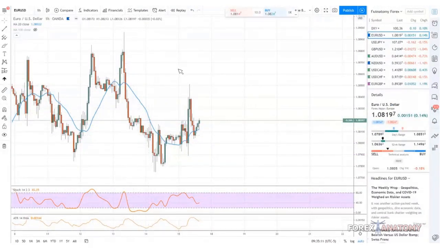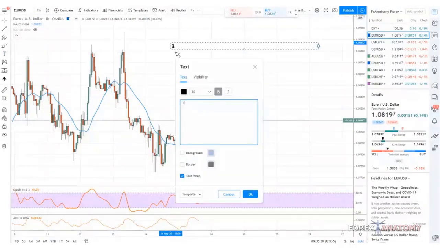Okay, so right now we're looking at the Euro USD. You can see that the value of the Euro USD is 1.08197. In other words, what this means is that we're trading the Euro versus the USD. You can see on the upper left what we're trading. So in this case, 1 Euro equals 1.08 US dollars, you can say US dollars.